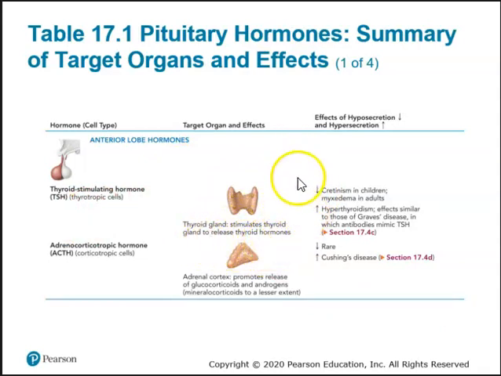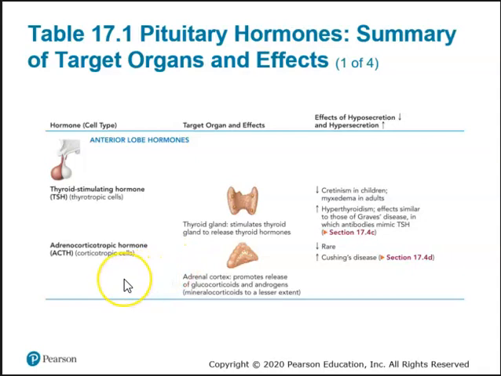If we have a decrease in our thyroid stimulating hormone, it causes a condition known as cretinism in children and myxedema in adults. If we have an increase of secretion, we have hyperthyroidism, which has effects similar to that of Graves' disease, in which the antibodies will mimic thyroid-stimulating hormone.